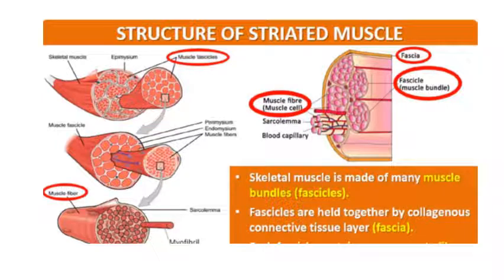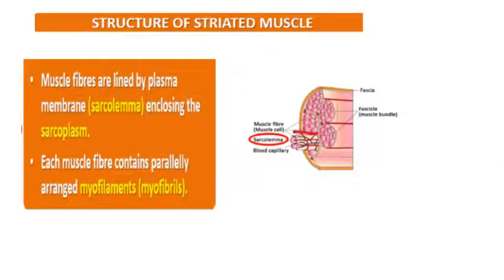Now let us try and understand the structure of skeletal muscle. So skeletal muscle is made up of many muscle bundles which are called fascicles coming together, as you can see in the figure. These are held together by a collagenous connective tissue layer which is called a fascia. These fibers are lined by a plasma membrane which is called the sarcolemma. It is called sarcolemma because it is enclosing the sarcoplasm.